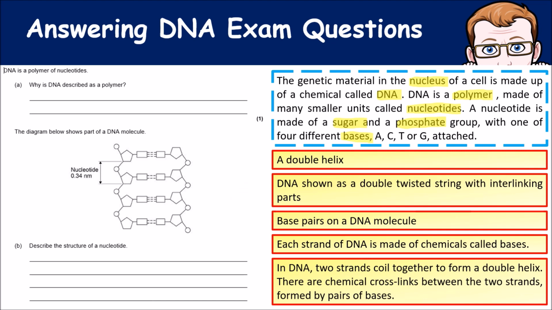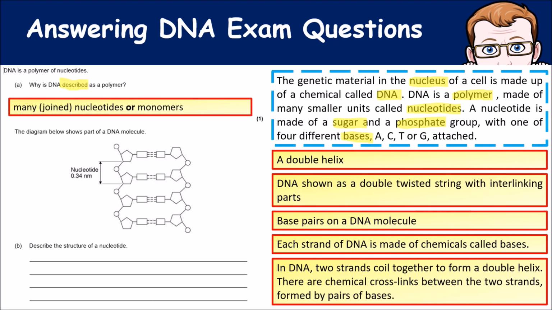So if we look at how we are going to answer this question. It starts off with: DNA is a polymer of nucleotides. Why is DNA described as a polymer? The key phrase there is described as a polymer. The key thing you've got to remember about polymers is that they're made out of many nucleotides, or many monomers, that are joined together.